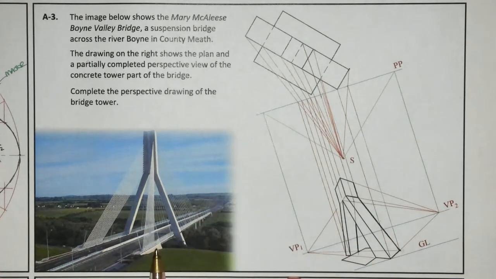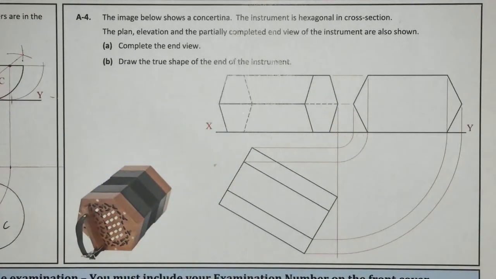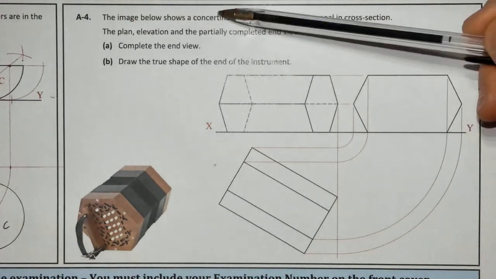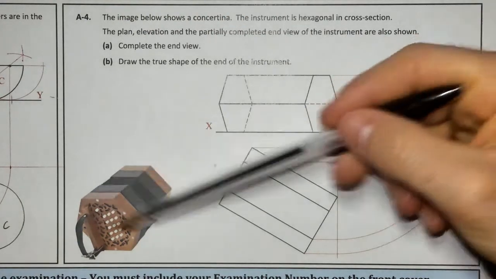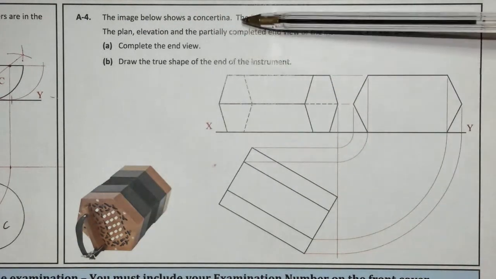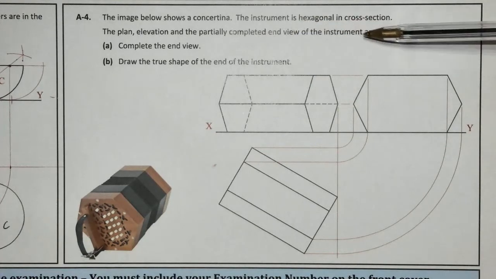Now what we're going to do is move down to A4 at the bottom of the page. Last question. Alright, so A4, it says the image below shows a concertina. Okay, so you can see it down here, a little kind of musical instrument. The instrument is hexagonal in cross section.